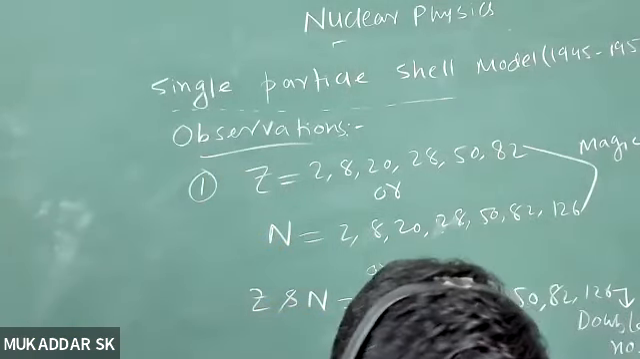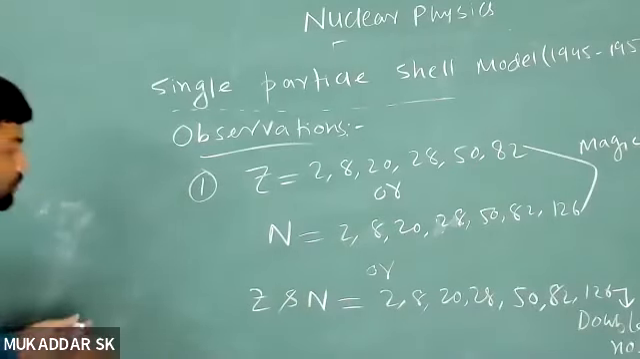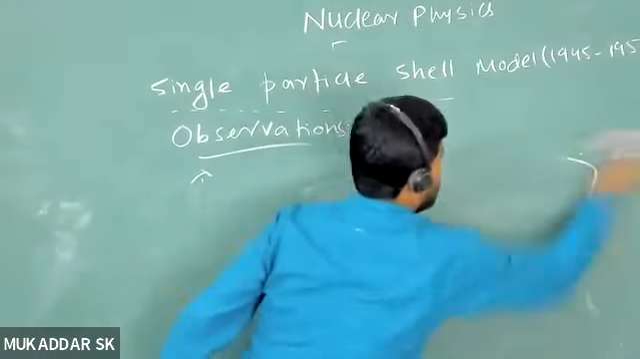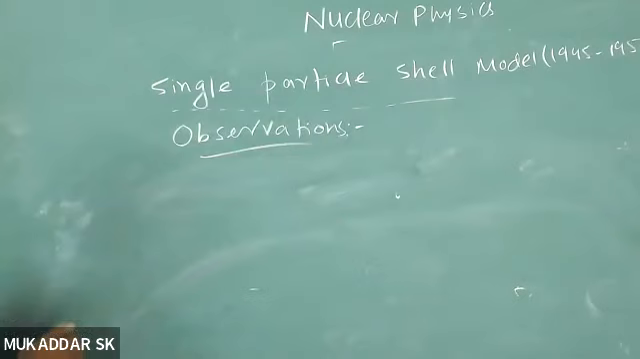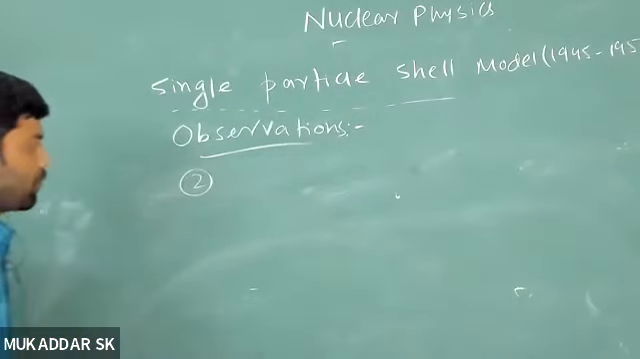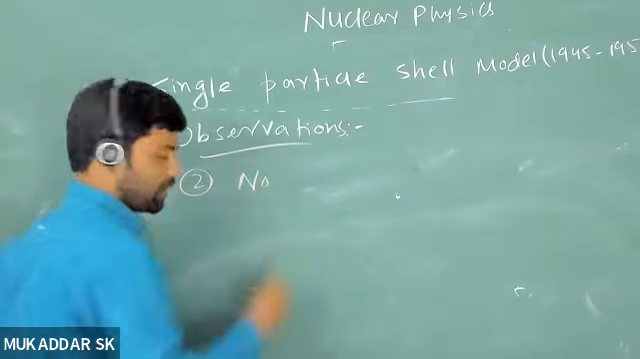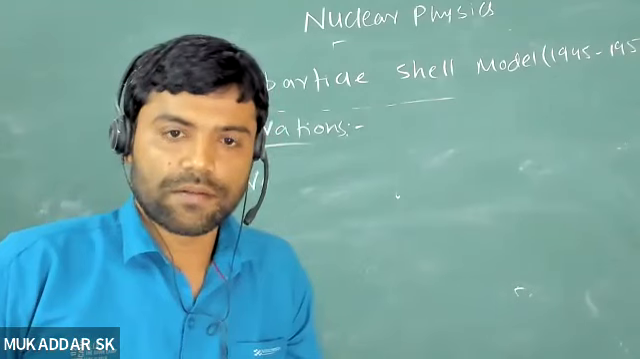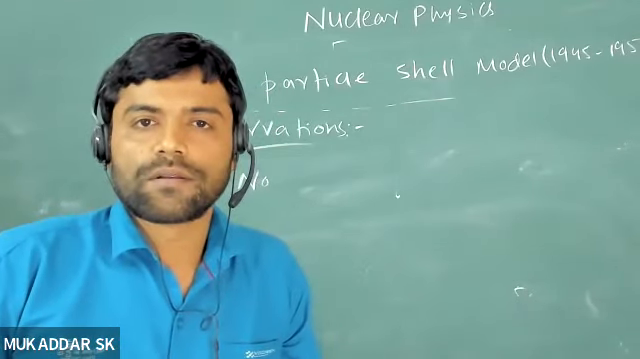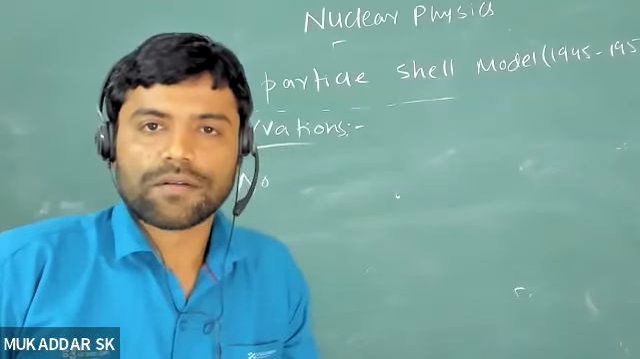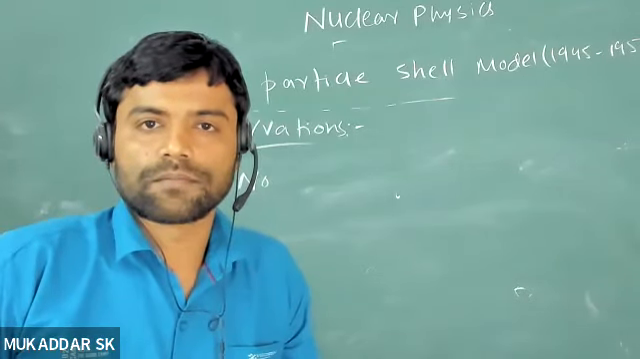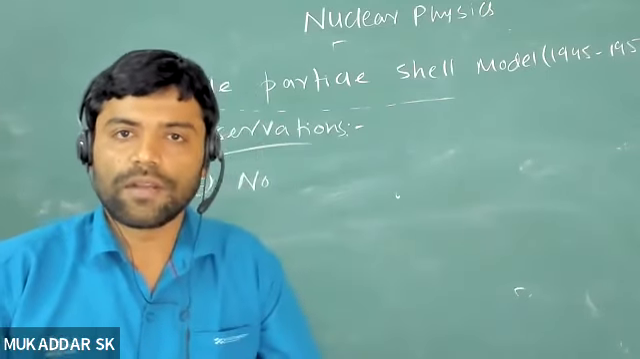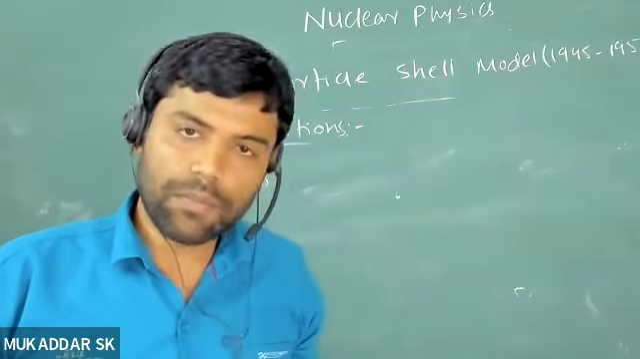The second observation. Sir, what is the meaning of stable? Stable means, in an atom, that it does less reaction; that we call stable. In nuclear, there will be no decay, right? I'll come to that point.